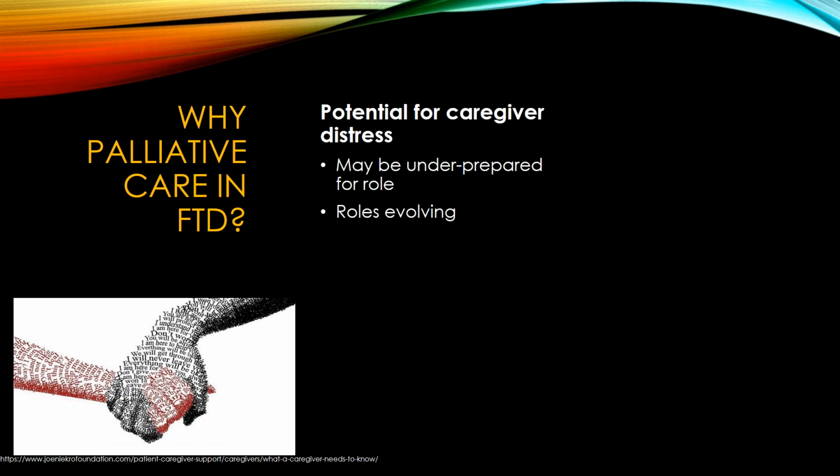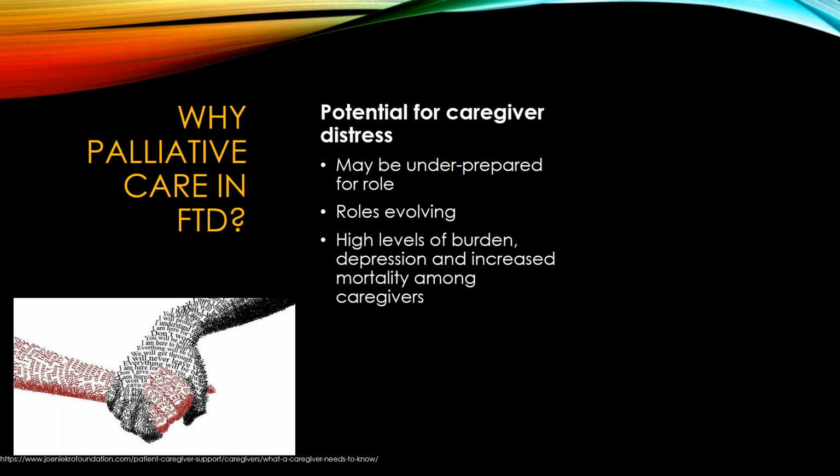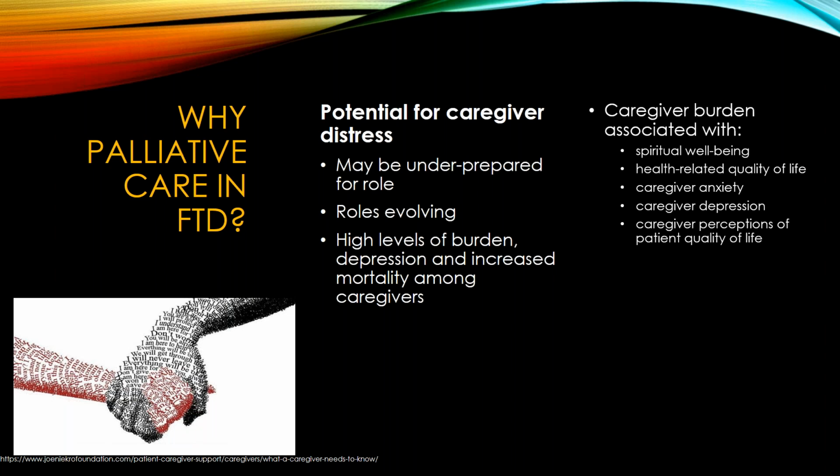As conditions progress like FTD, naturally the roles are going to shift in a family or in a relationship. There may be high levels of burden, and just in general, someone who's in the role of caregiver or care partner in any sort of condition is at risk for having depression and potentially increased mortality if the stress level is sustained and very high for too long. And so distress or burden associated with being in the caregiving role, again, with pretty much any chronic disease, not just FTD or a form of dementia, can interfere with spiritual well-being, interfere with health-related quality of life, can result in caregiver anxiety, depression, and really be a challenge for the person who is standing there as the caregiver.